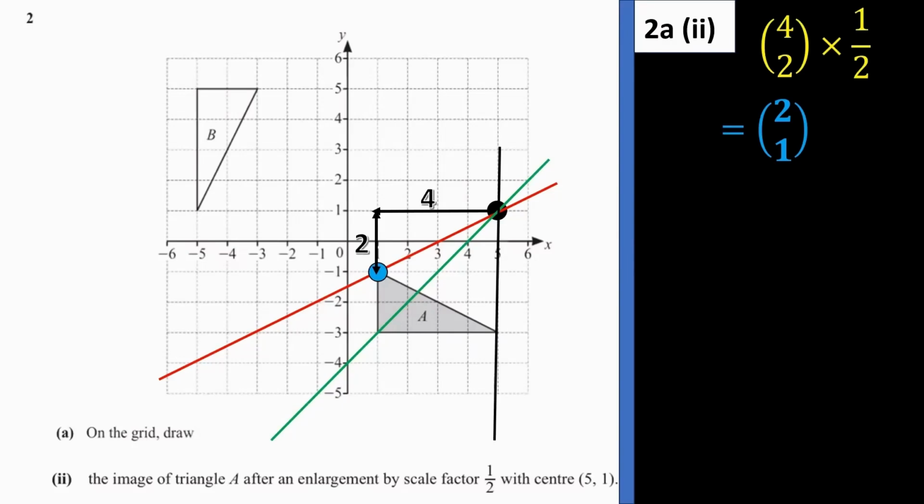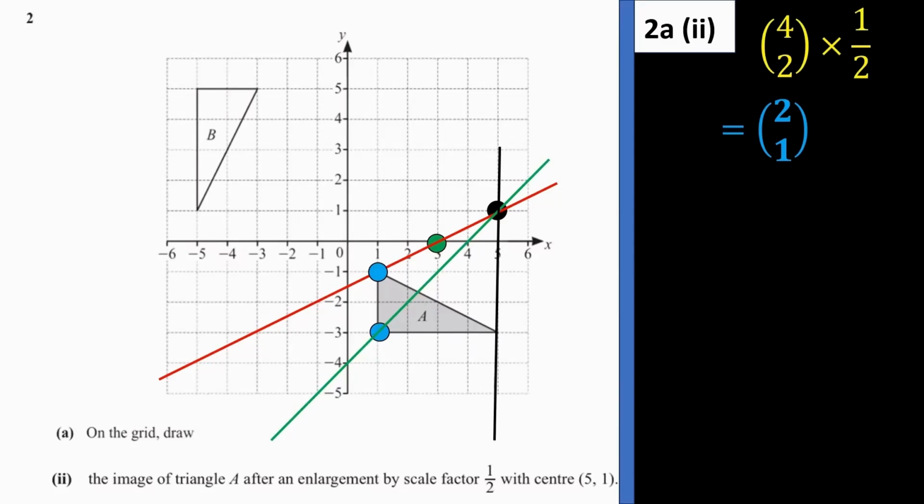And so what are we going to do with this new vector? It means again that the image will have a distance 2, that is 2 boxes from the center running horizontally, and 1 box running vertically. So we take these 2 boxes from the center horizontally, and we take 1 box vertically, and that gives us the image of that first vertex of the triangle. We proceed again to look at another point.